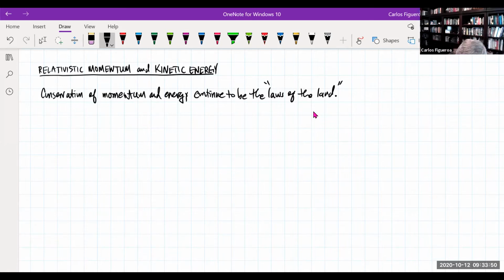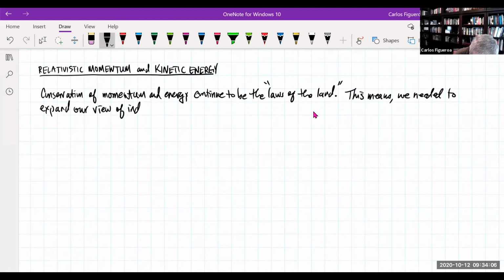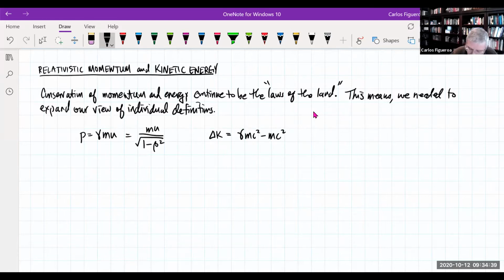So what this means here is we needed to expand our view of individual definitions. That means that to keep these guys, we had to redefine things. And what we defined here is we said that the momentum had to be written this way, right? It had to be written this way. And the kinetic energy had to be defined in such a way that it was this way. We had to redefine these to make sure that conservation of momentum and energy held the same.